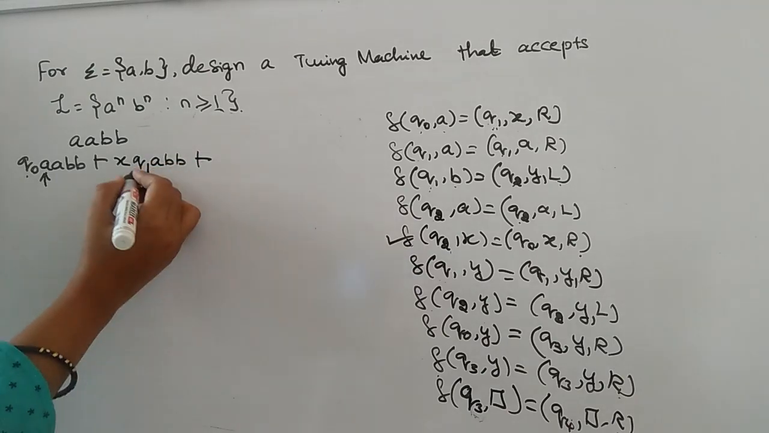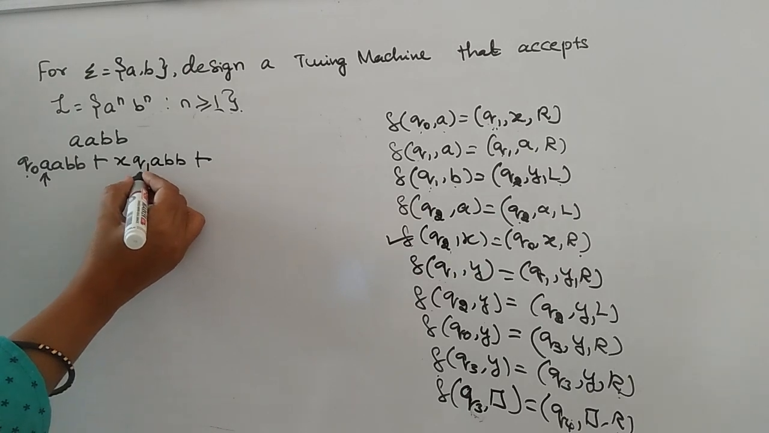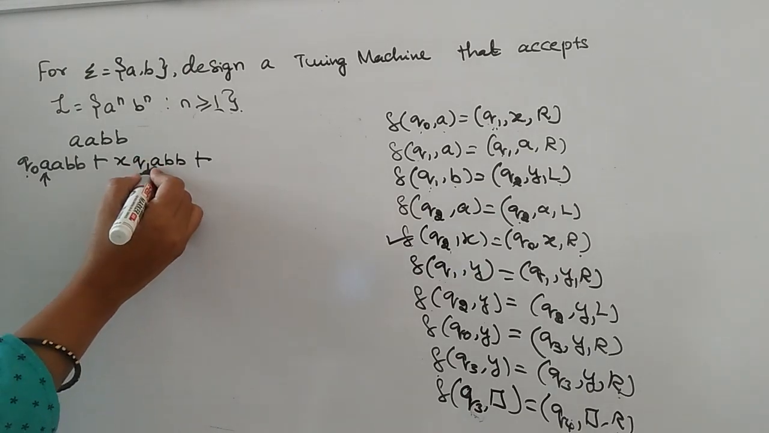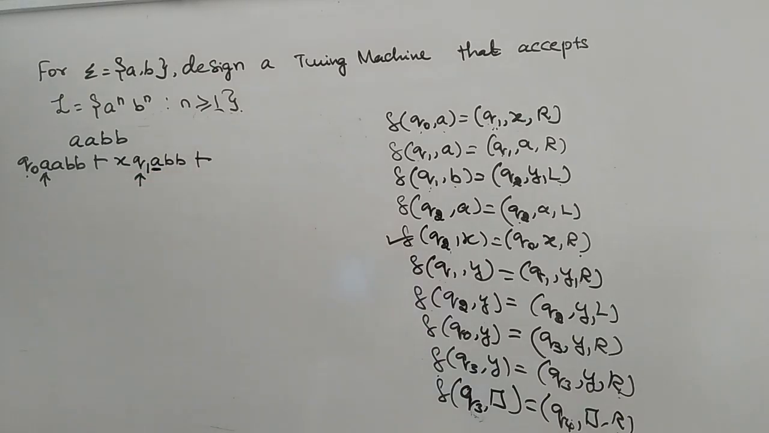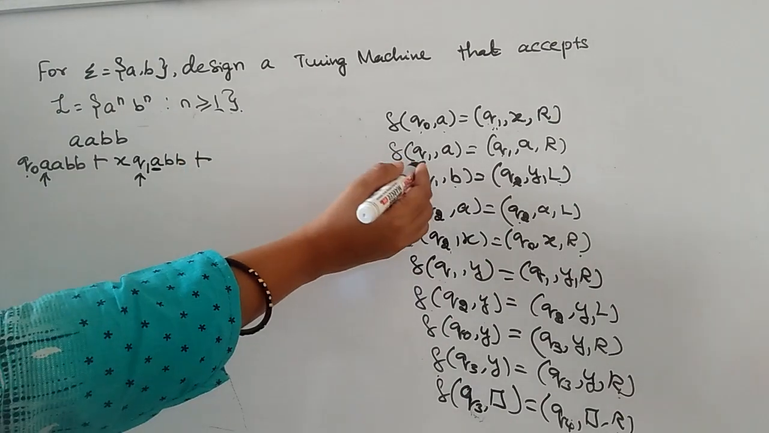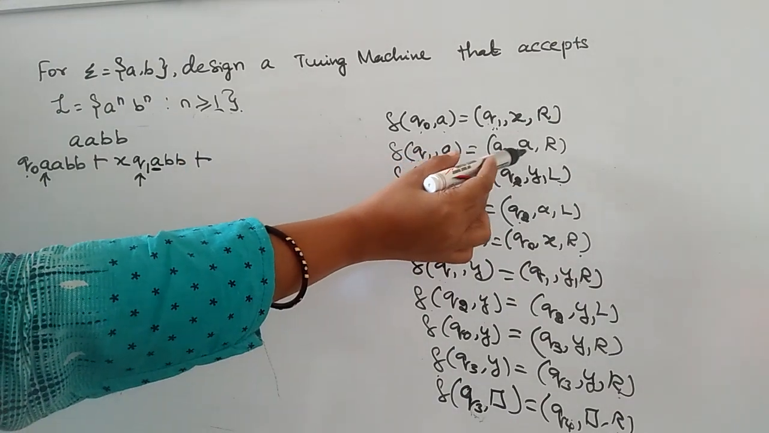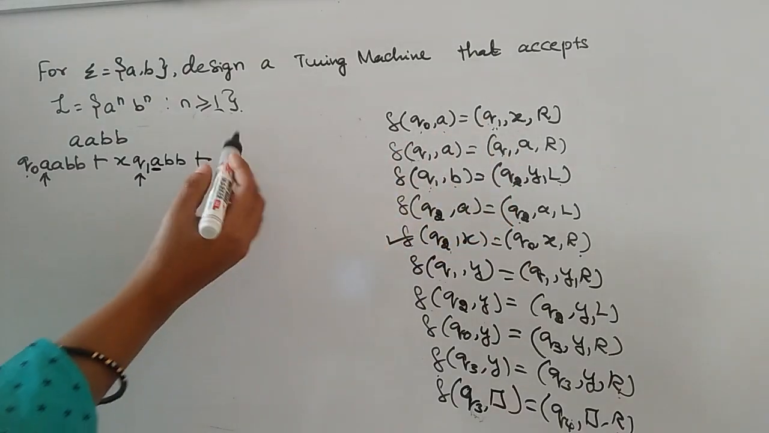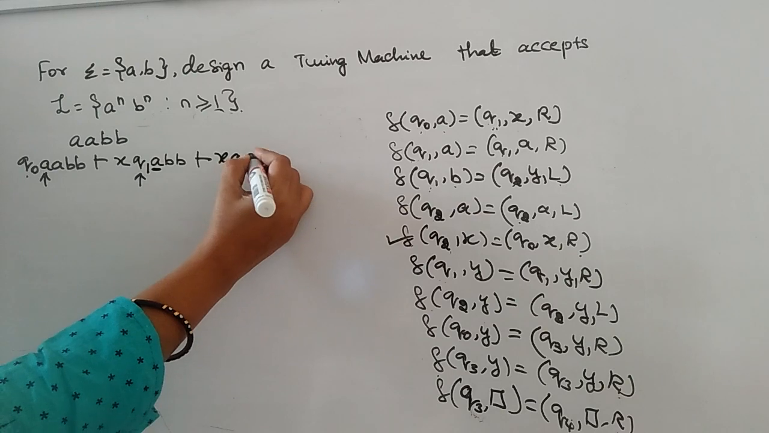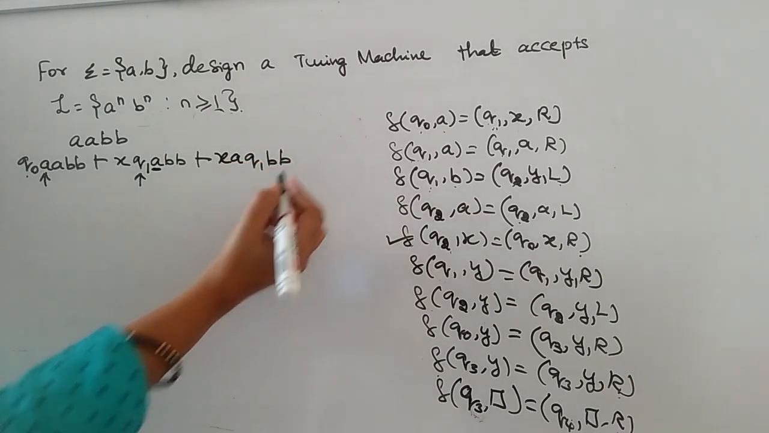Next, the machine is in the state Q1 and it is going to process the symbol A. It means we are going to refer to this transition: Q1 comma A equal to Q1 comma A comma R. That's why here we can write X A Q1 BB.